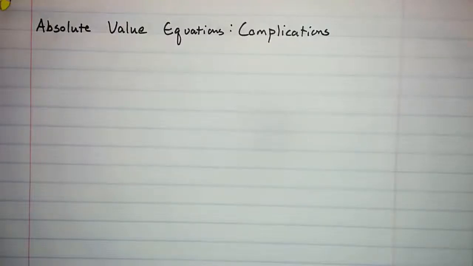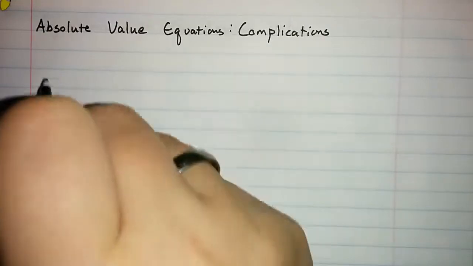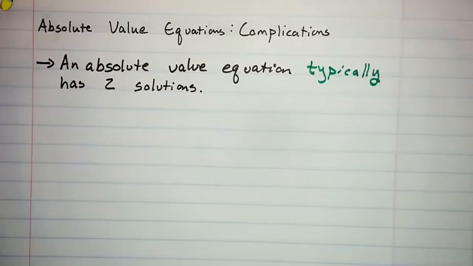Now, recall that in the last video, we said that an absolute value equation typically has two solutions. And by typically, we mean usually in the kinds of absolute value equations we actually encounter. But there are two kinds of absolute value equations that have fewer than two solutions.